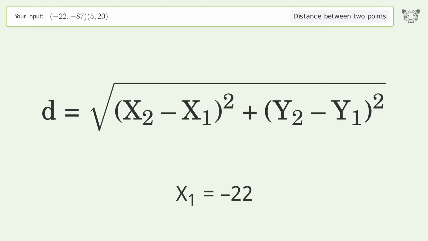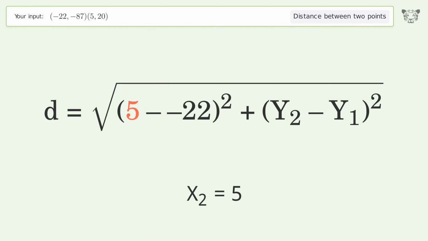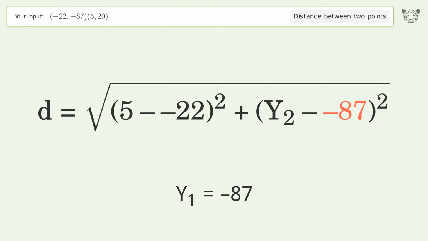x1 equals -22. x2 equals 5. y1 equals -87. y2 equals 20.